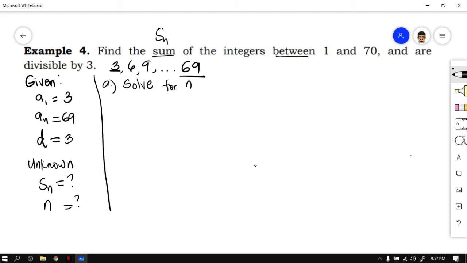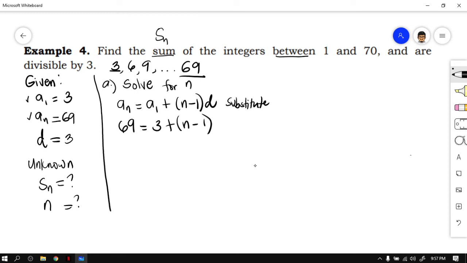Solve for n. How can we solve for n? We can use the general nth term formula in finding the value of n, which is a sub n is equal to a sub 1 plus quantity n minus 1 times the common difference. Now, let's substitute. A sub n is 69. 69 is equal to a sub 1, which is 3, plus n minus 1, and the common difference is 3. And we have to perform the indicated operation.